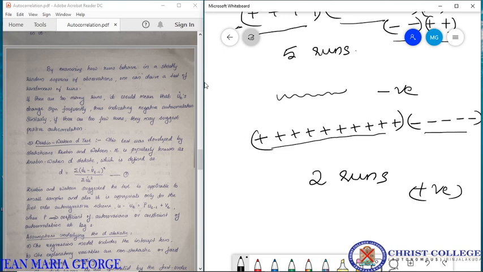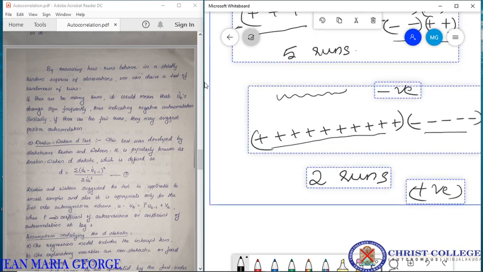So what the runs test is actually doing is checking the sign of the residual terms and defining the runs. Based on the number of runs, or based on the frequency of changing sign of the residual terms, we can say if there is positive autocorrelation or negative autocorrelation. So this is the second method for detecting autocorrelation.